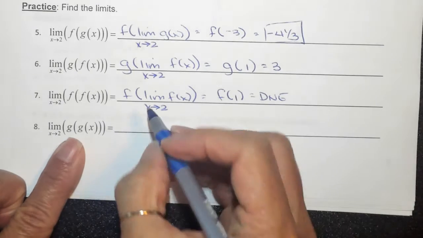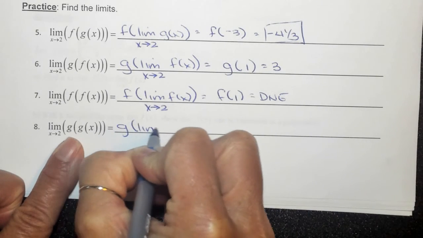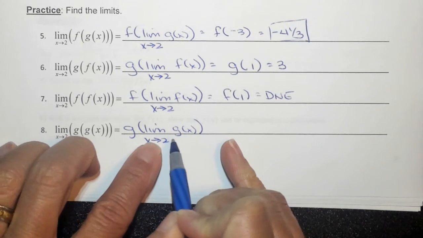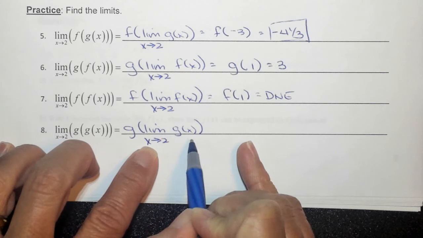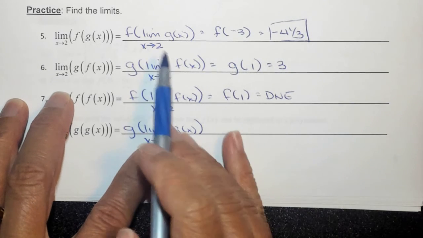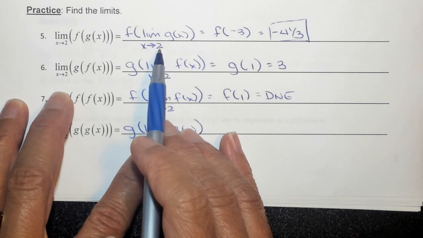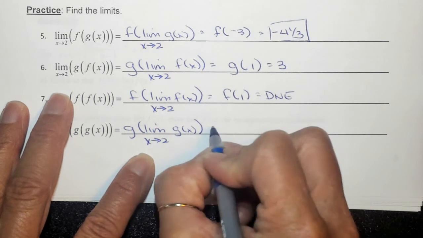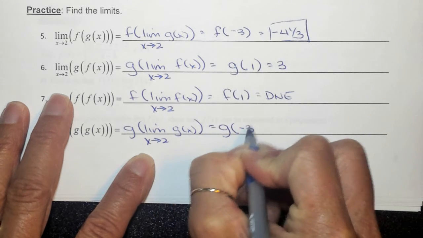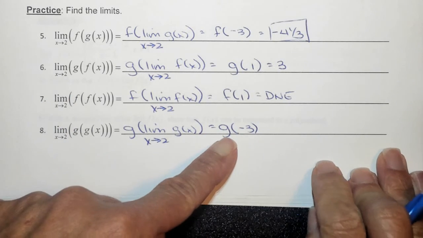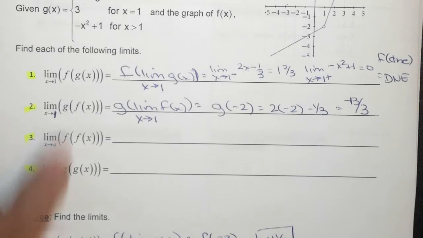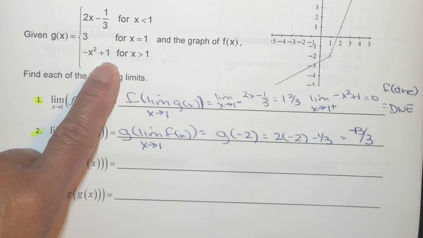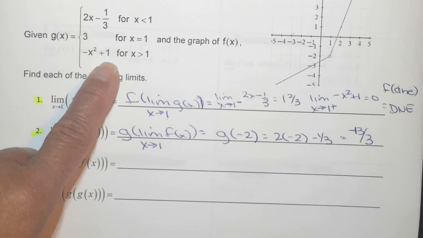In the last one, g of the limit as x approaches 2 of g of x. So I need to evaluate the limit as x approaches 2 of g of x. So we actually already did that up here, so I don't have to do any work, provided I knew what I was doing. So this whole answer right here is negative 3. I want to evaluate g of negative 3. So I need to go back to the g of x function, find out which function I use, or which portion of this piecewise I use when x is negative 3.